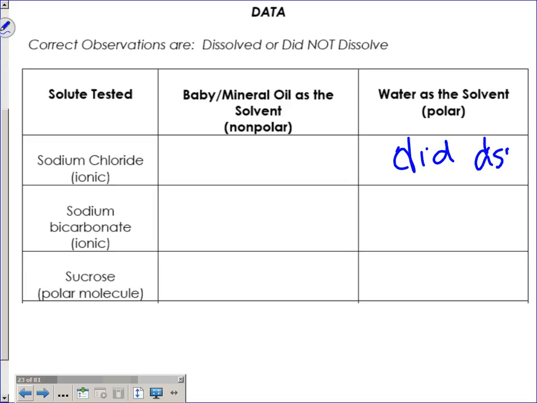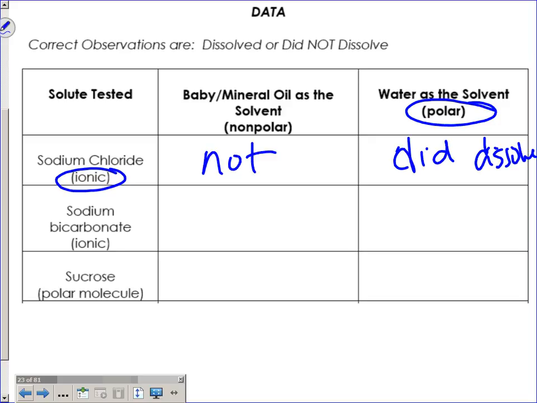So it did dissolve. It should have dissolved, and it did, because the point you should make is that ionic compounds are soluble in polar solvents. That is the point to make your connection there, okay? Who had sodium chloride and baby oil, yay or nay? Thumbs up or thumbs down? Thumbs down, okay, great. So it did not dissolve, and so let's talk about the differences here.